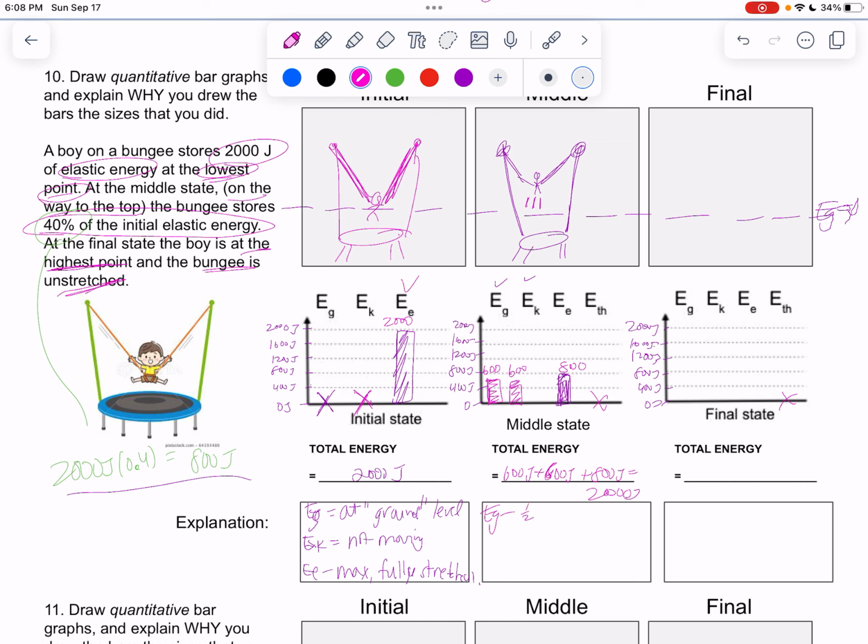Okay, so EG, he's about halfway up. EK, he is moving, so I can see whooshies. EE, partly stretched still. Okay, because it tells me that, okay?